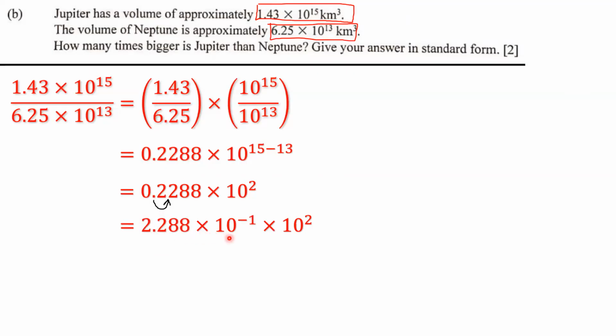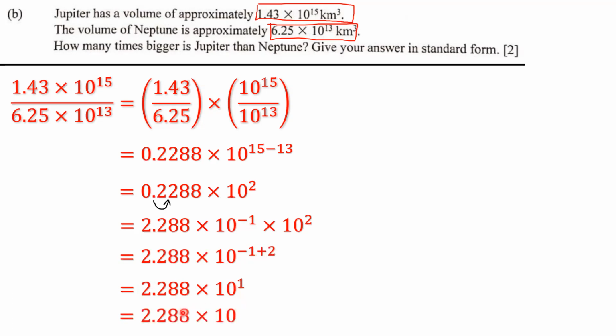But we're not done thoroughly because we still have to deal with the base 10s, right? And so when we have 10 to the power of negative 1 times 10 squared, how are we going to deal with it? Notice here that we are multiplying. So because we are multiplying and we have two numbers that are base 10, you're going to add the powers. And so we have 2.288 times 10 to the power of negative 1 plus 2. A negative 1 plus 2 is definitely just going to be 1. So we have 2.288 times 10 to the power of 1.